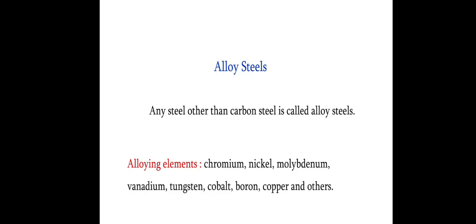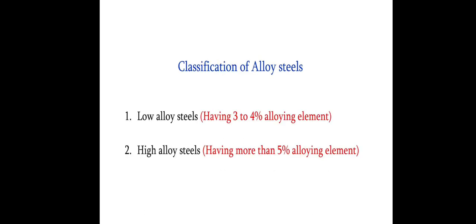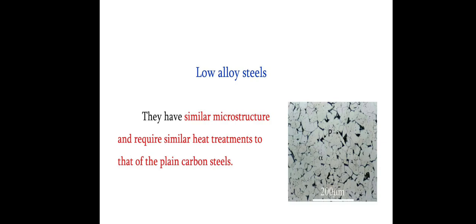Alloy steels. Any steel other than carbon steel is called alloy steel. Alloying elements are chromium, nickel, molybdenum, vanadium, tungsten, cobalt, boron, copper, etc. Alloy steels are classified as low alloy steel and high alloy steel. Low alloy steel contains up to 3 to 4% of alloying elements. They have a similar microstructure and require similar heat treatment to that of a plain carbon steel.